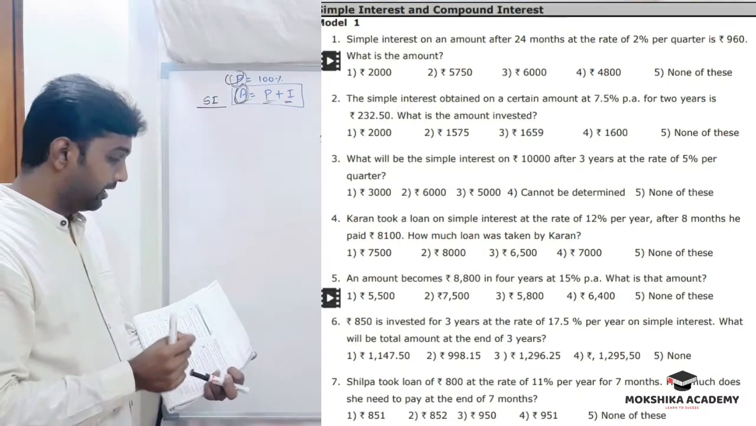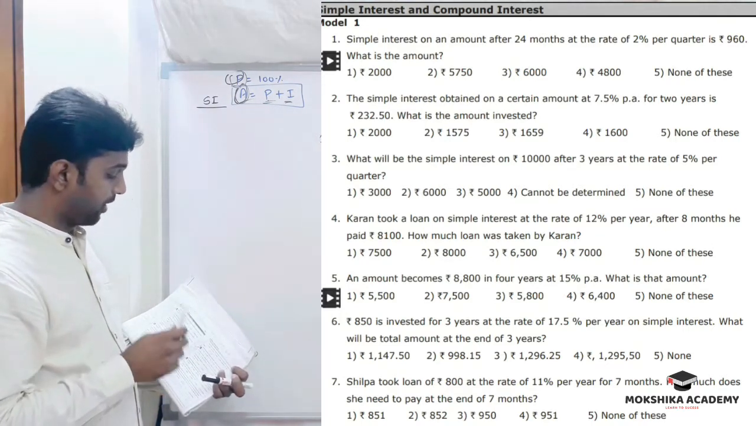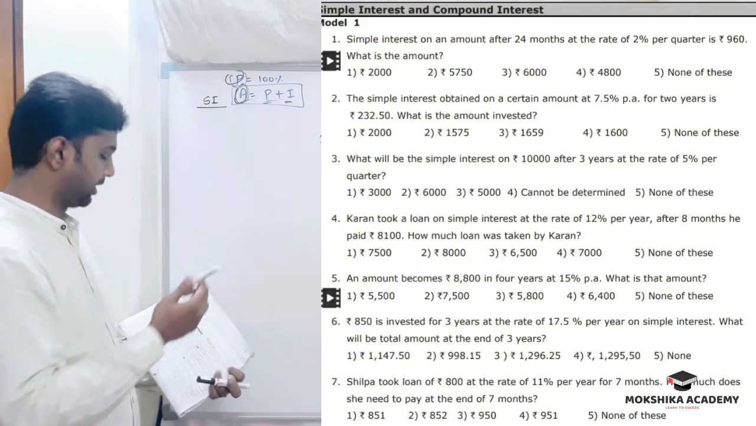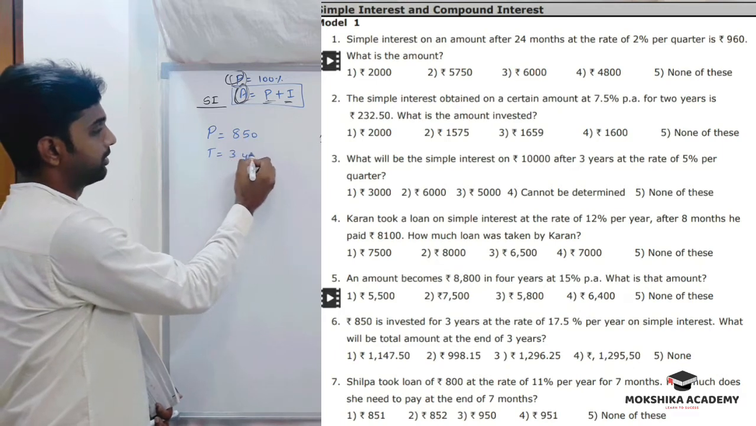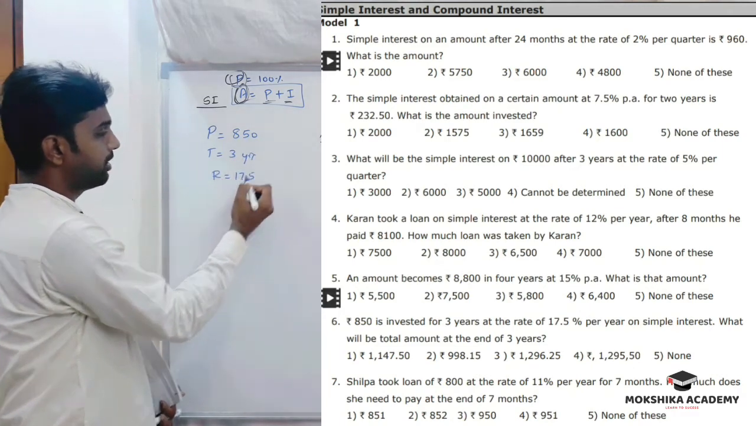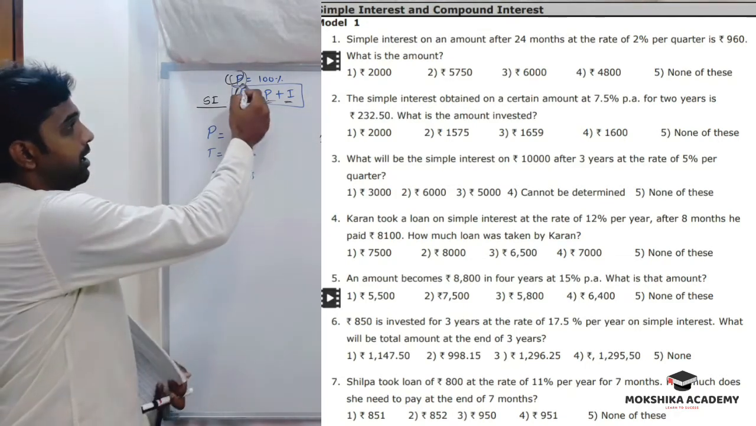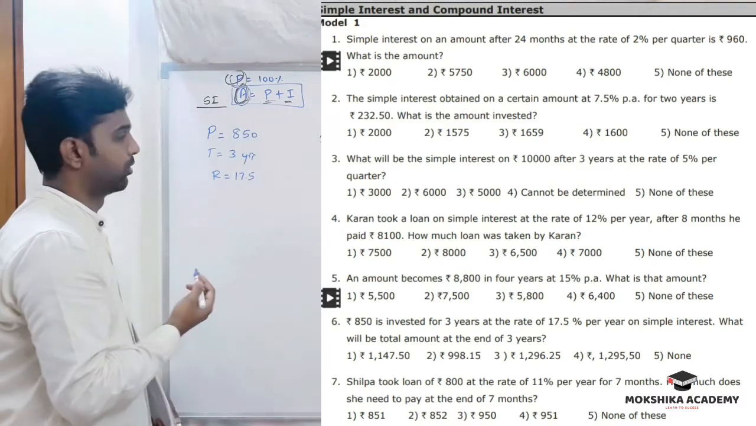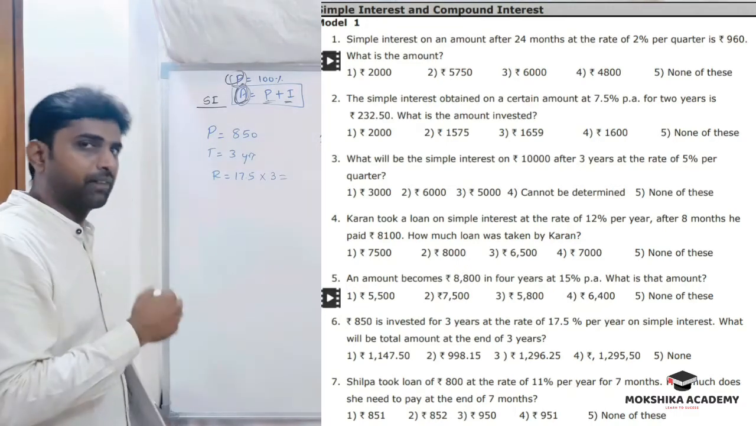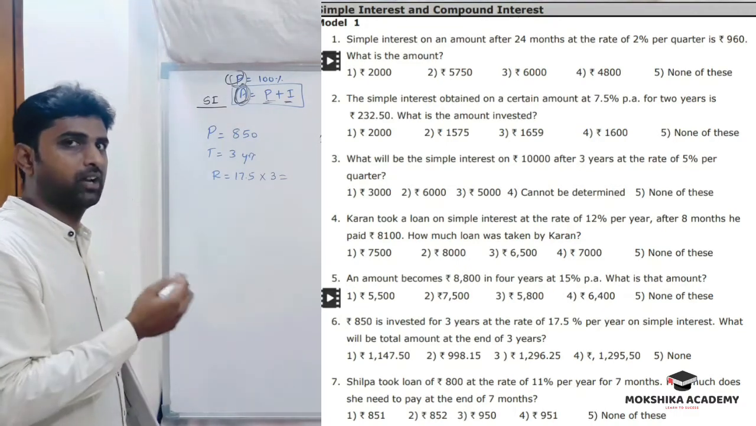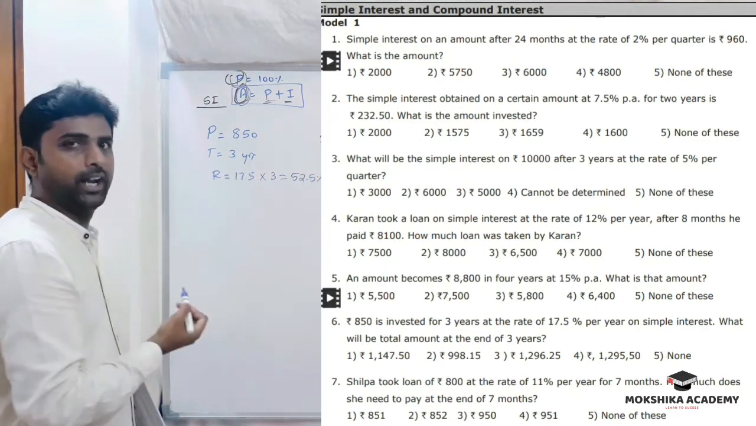Rupees 850 is invested for 3 years at the rate of 7.5% per year on simple interest. So principal is given 850, time is given 3 years, rate is given 7.5%. So what will be the total amount? Total amount means principal plus interest. So interest, how much will it be in 3 years? 17.5 plus 17.5, it is 35. 35 plus 17.5, it is 52.5%.